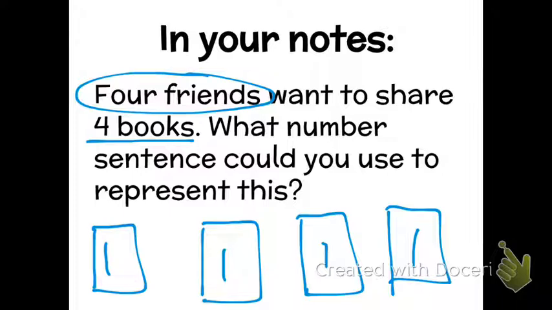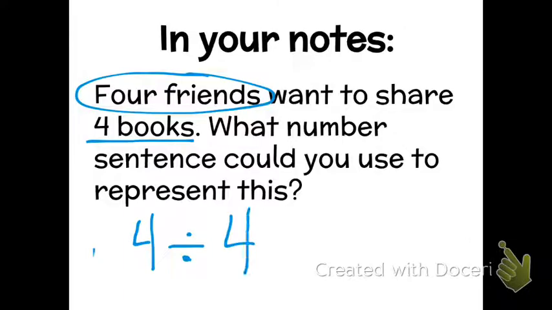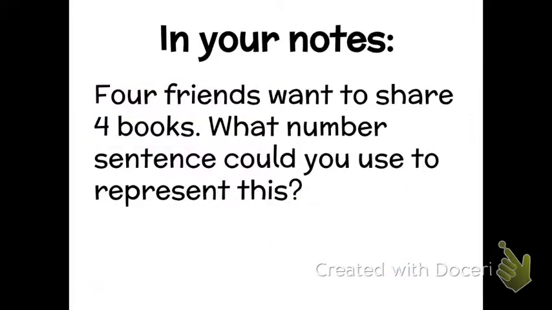So I could write a number sentence that would represent this. I have 4 books that are being divided by 4 of the friends, which gives each friend 1 book. So my number sentence would look like this. Be sure to have the answer in your notes as well as an example.